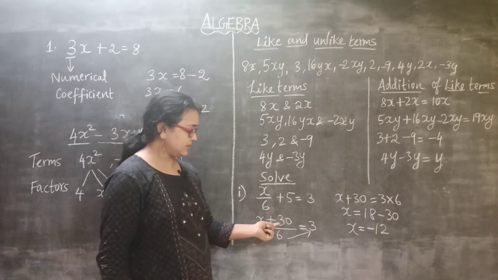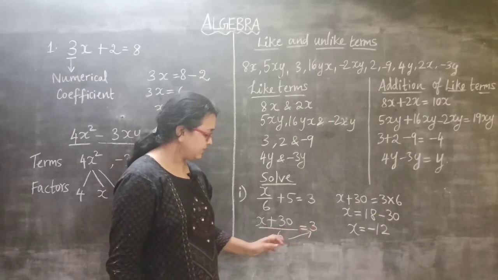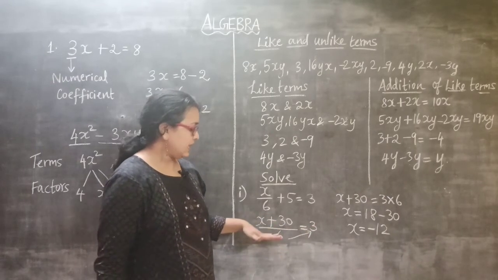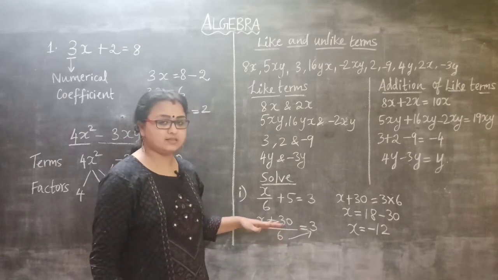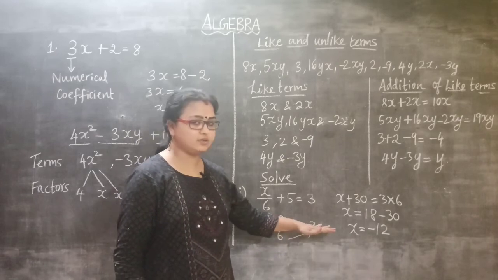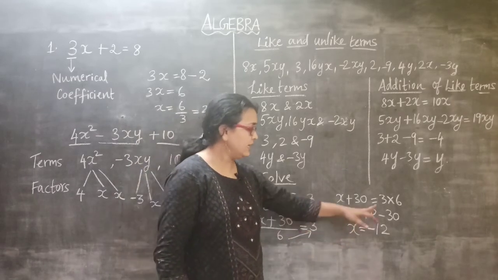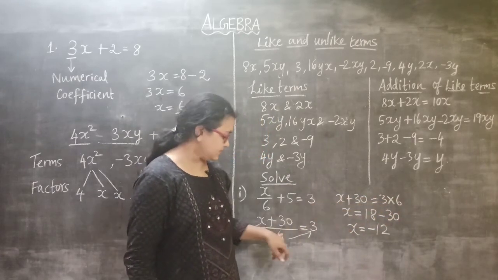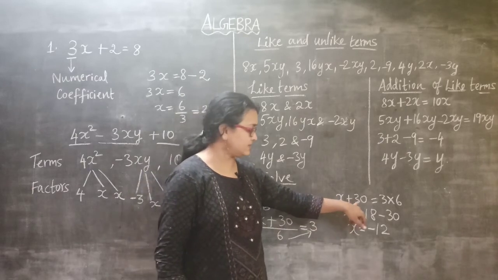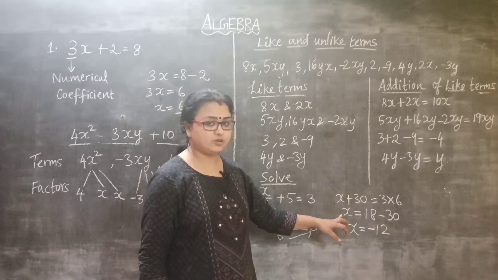So x plus 30 by 6 is equal to 3. As it is, we have to write. And then this 6 is in the denominator. That means it is a division. So when it goes to the right hand side, it turns into multiplication. That is how 3 multiplied by 6 has come. So x plus 30, as it is, we have to write here, is equal to 3 into 6.